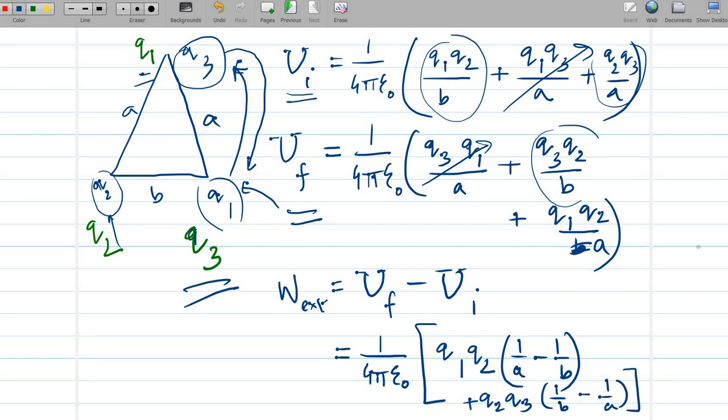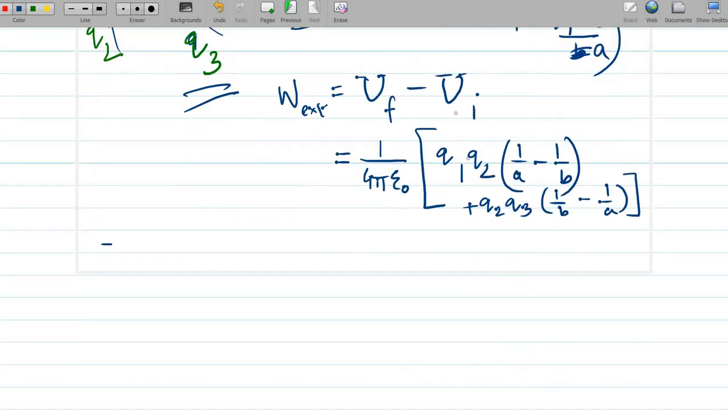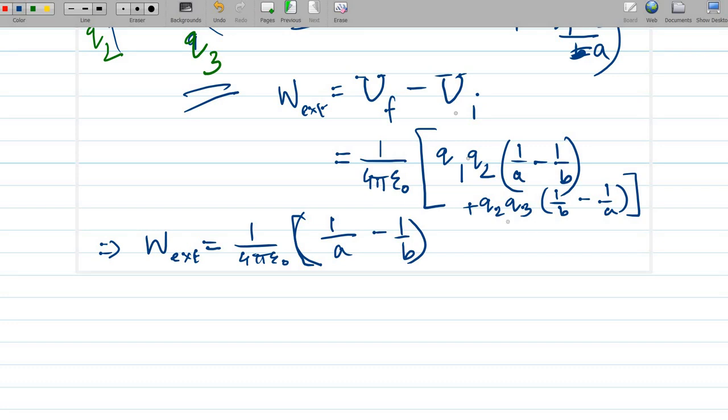Okay, so if you want to simplify it even further, then what you find is W external equal to 1 by 4 pi epsilon naught, then I have 1 over A minus 1 over B. So I factor this out from both. Then I get a minus in here. Notice this is the negative of this. So I have Q1, Q2 minus Q2, Q3. That's the answer.